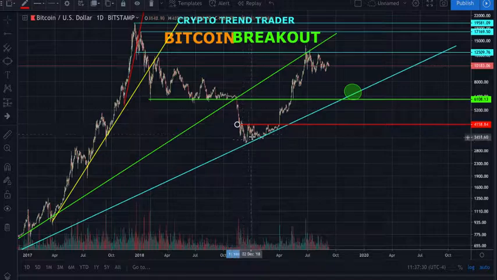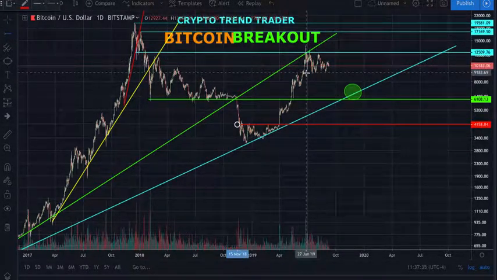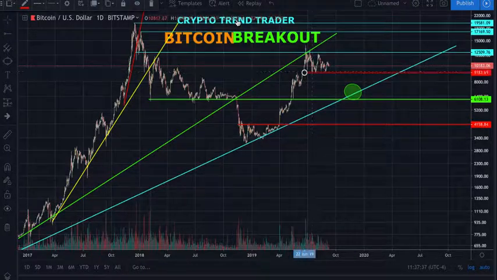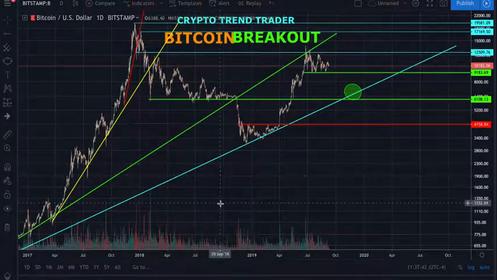That was our main resistance line that we were caught under before we finally broke out. And then this is our bottom of the triangle. This has been holding us up so far. So now we have a couple trend lines in here.